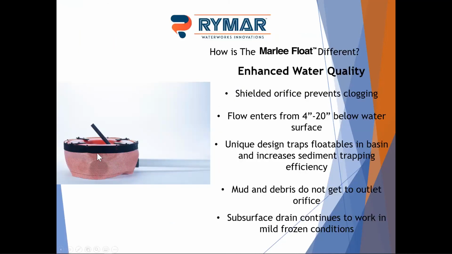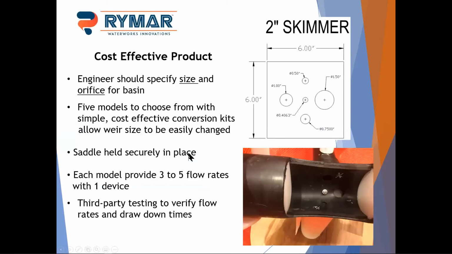Another unique part of the Marley float is this debris shield. We used to have a plastic guard on the inside. We now have a fabric guard on the outside. This is intended to force water to come from just below the surface, typically as low as 4 inches if it's here at the middle, but really about 12 inches below surface is ideal. It traps floatables in the basin, and it increases the sediment trapping efficiency with this design. Mud and debris do not get to your outlet. Also, with the design, it will work in mild frozen conditions. Now it probably won't work if you get a foot of ice, but if we get 3, 4, 6 inches of ice, our intake is far enough below the surface that it will continue to work.